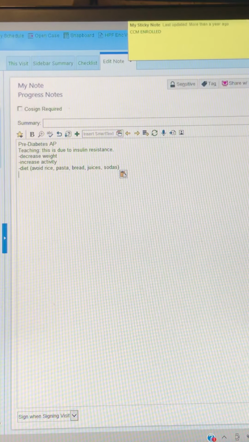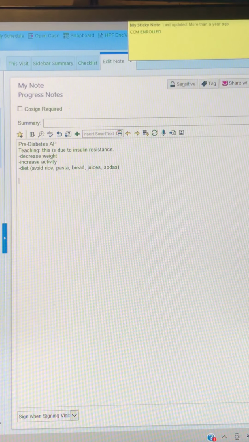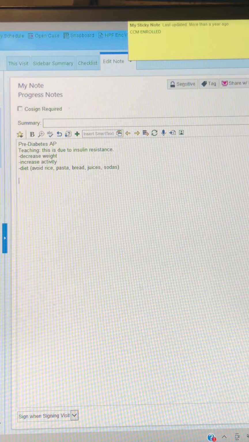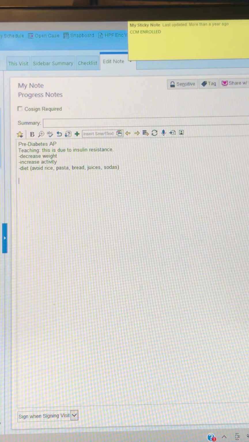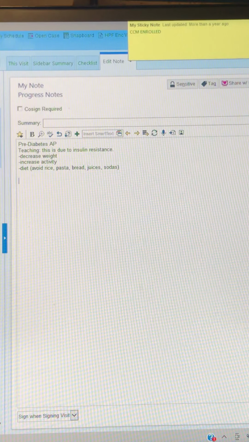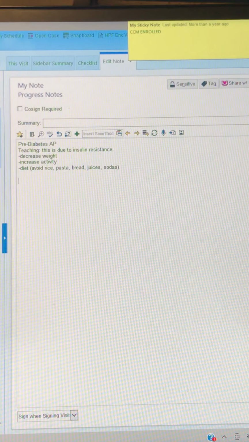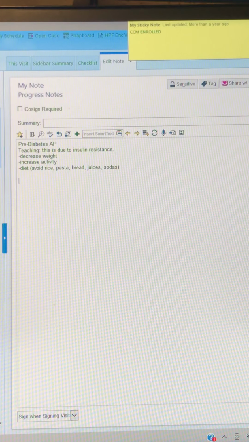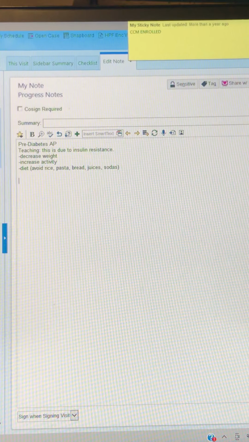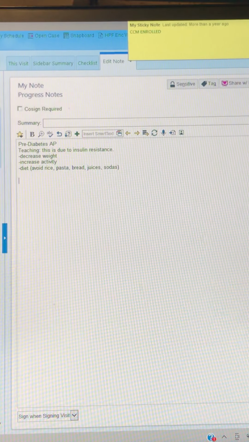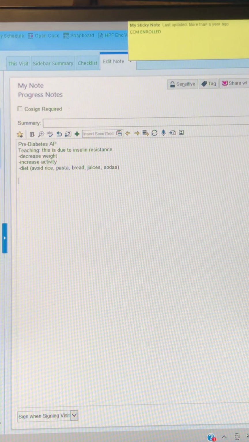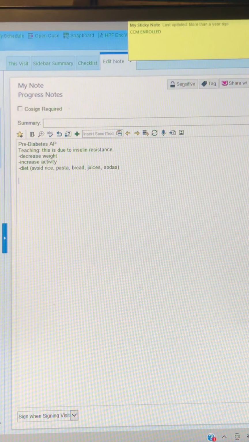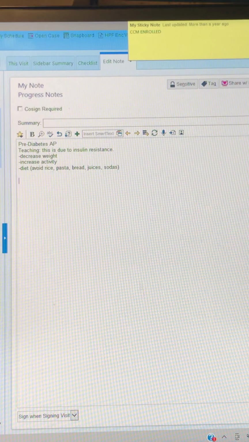Basically what you tell the patient is you want them to lose weight and increase activity. That would increase the amount of insulin receptors in your body, which would allow you to use the insulin being produced more efficiently. As you decrease weight, you decrease abdominal fat, and that decreases insulin resistance. So you tell them to avoid rice, pasta, bread, sodas, anything that has high carbohydrates. You ask them to start exercising regularly.